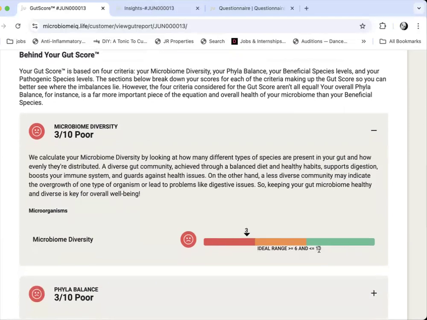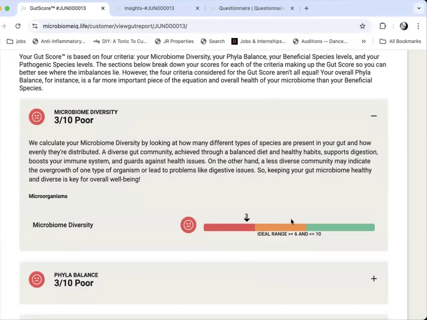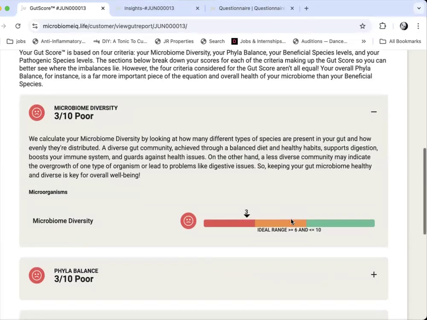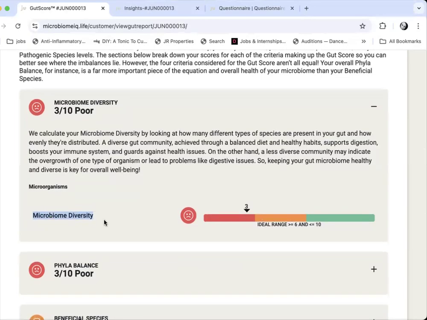When you're looking at these bars, depending on the sections as we go through, they will look a little bit different depending on what section you're looking at. But ultimately, you'll see what we're measuring. In this case, it's the microbiome diversity. In some cases, it's a bacterial or a fungal phyla. In other cases, it's a species or a genus of a specific bacteria or fungi.